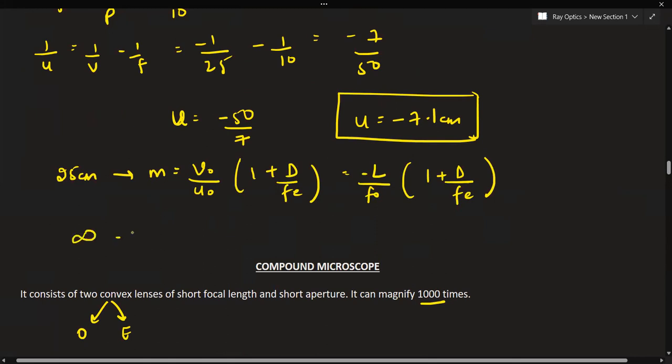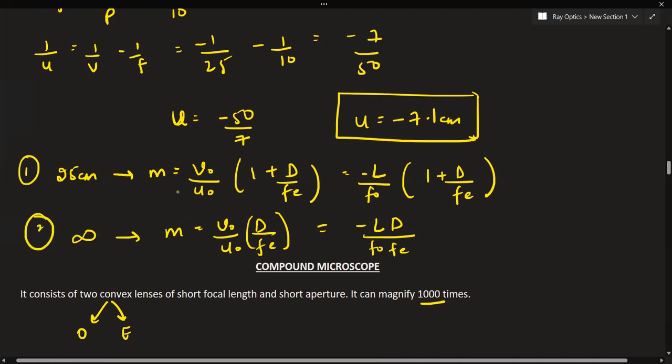And if image is formed at infinity, then you get final magnification as V naught by U naught, instead of, again, whenever you have infinity, eliminate the one. What is left? D by F. This can be written as minus L D by F naught F. So these are the two formulas that you have to remember.